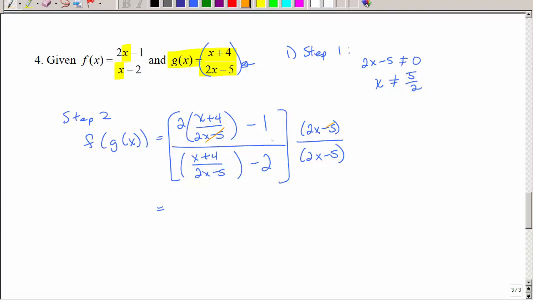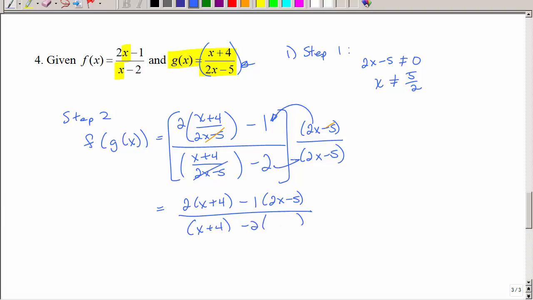those would cancel, and I would be left with 2 times x plus 4 minus 1, and I have to multiply that as well. Over here, that would cancel, and I'd be left with x plus 4 minus 2 times that. Now here, you can't start canceling out those x plus 4s and stuff. You have to distribute and collect like terms.